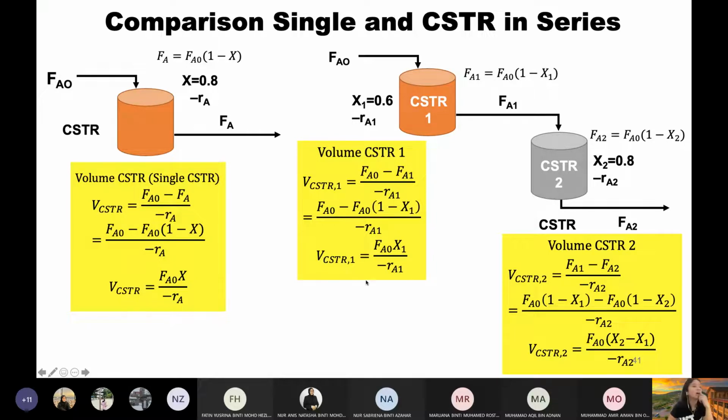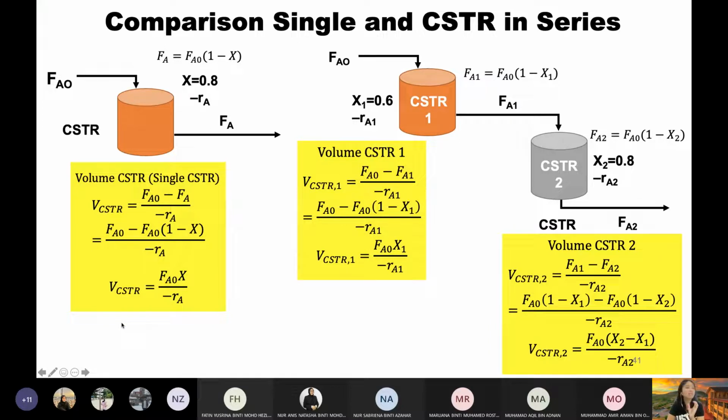Okay, volume of the reactor 1 become, ni kamu kena rearrange. So kalau a little bit of mathematics lah. But if you realize, we open the bracket, FA0 minus FA0 plus FA0 X1. That's why eventually you get it as FA0 X1 per minus RA1. So that is how you calculate the volume for the first reactor. Okay, some of you might realize bukan sama ke dengan single reactor? Yes, the volume of the first reactor in series is quite similar untuk volume single reactor.